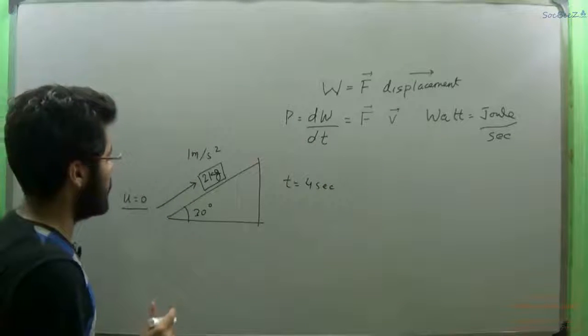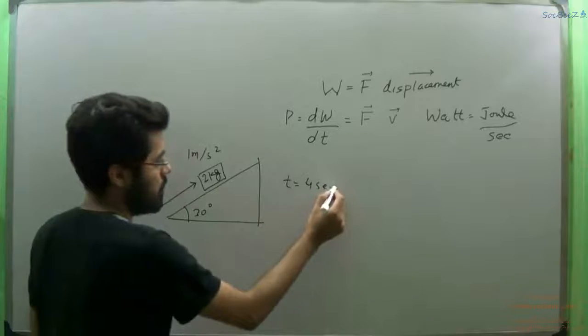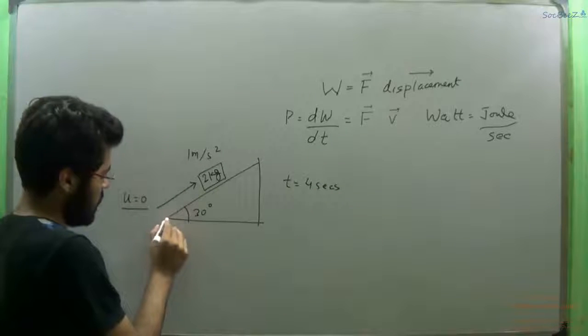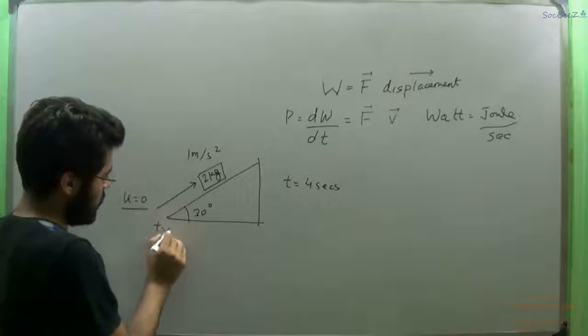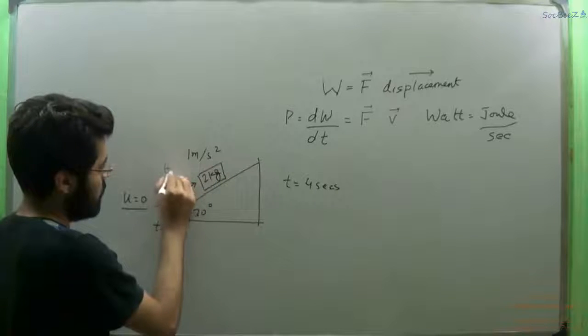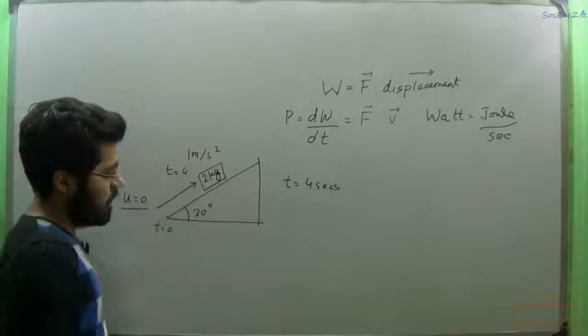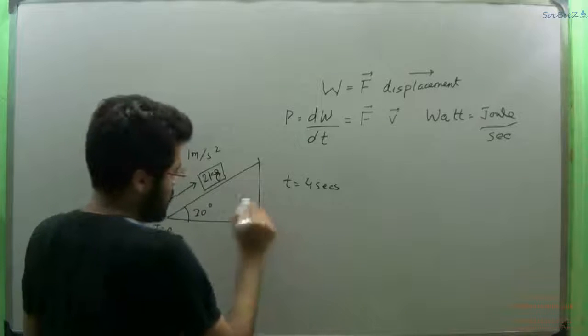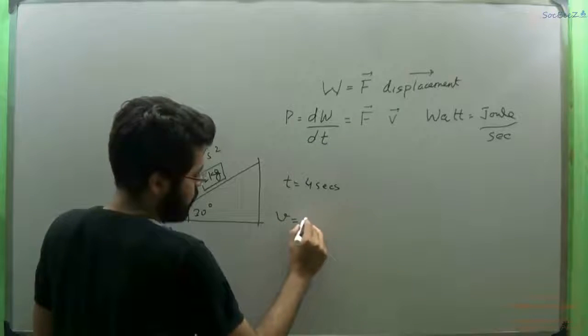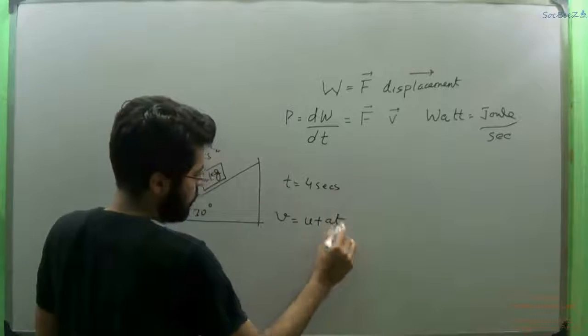Just at t equal to 4 seconds, whatever. So at this point t is equal to 0 and somewhere t is equal to 4. So our initial velocity is 0. So final velocity should be u plus at.